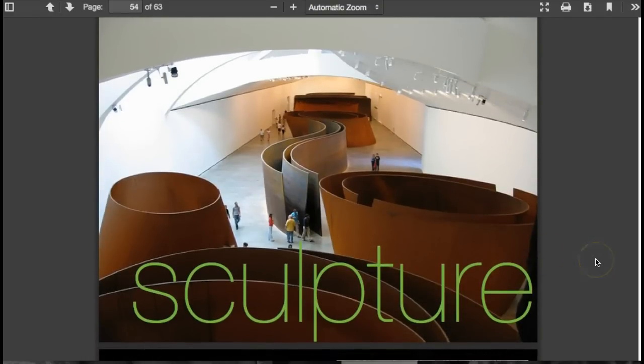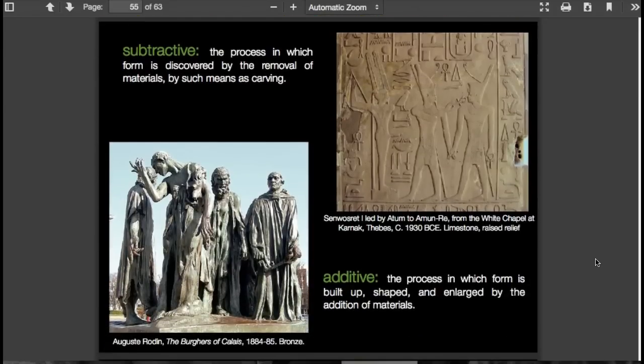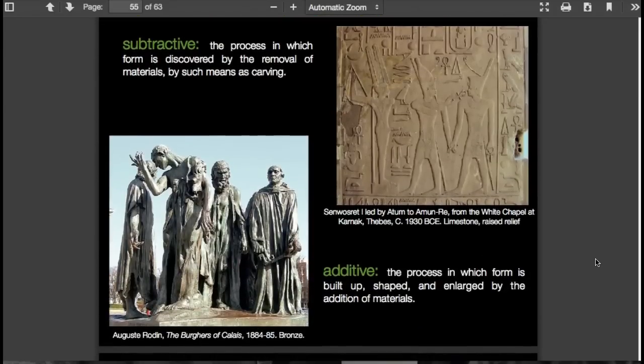And let's go ahead and talk about sculpture. Okay, so some terms I want you to be aware of are subtractive and additive. These are kind of the two basic forms of sculpture. And let's look at subtractive first.